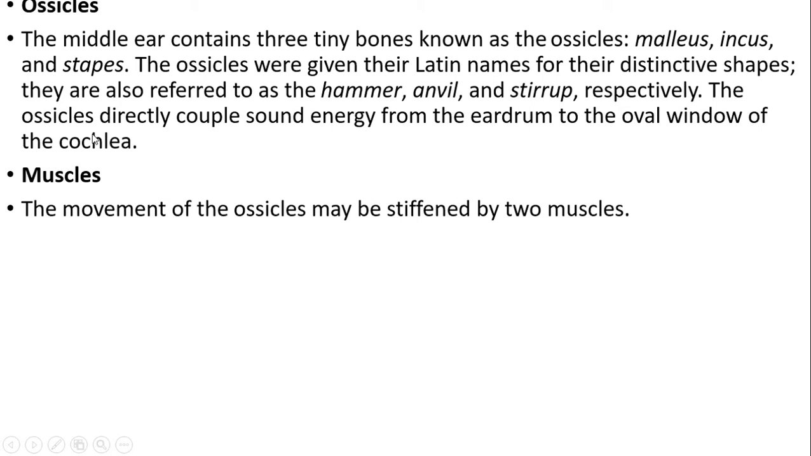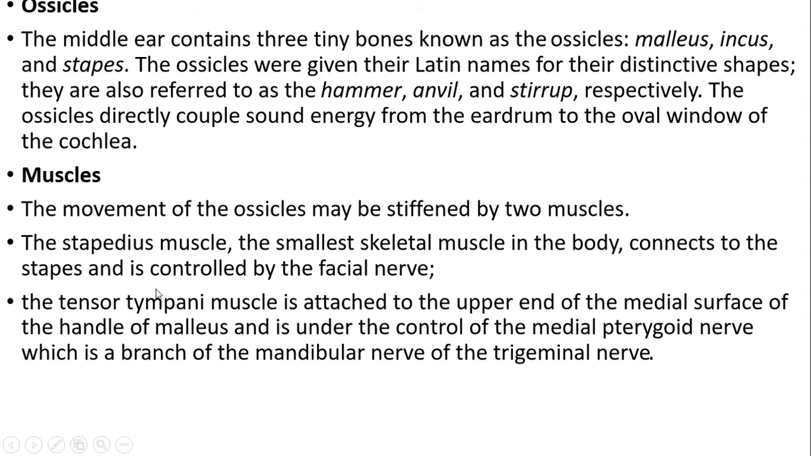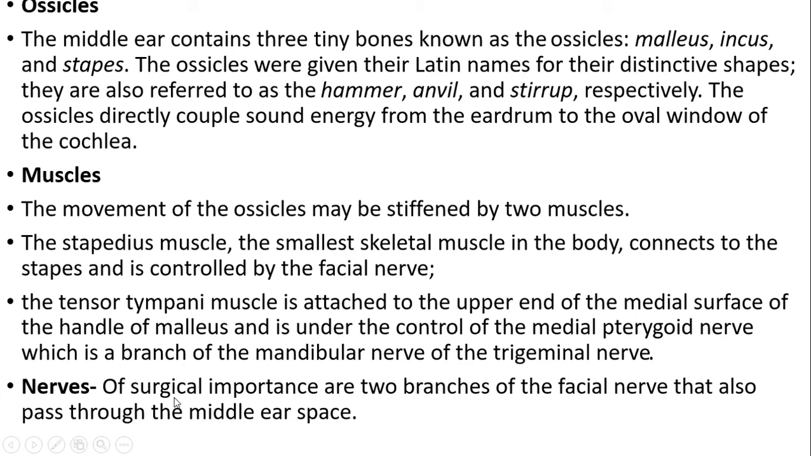Muscles. The movement of the ossicles may be stiffened by two muscles. They are the stapedius muscle, the smallest skeletal muscle in the body, which connects to the stapes and is controlled by facial nerve. Second is tensor tympani muscle, attached to the upper end of the medial surface of the handle of the malleus and is under control of a medial pterygoid nerve, which is the branch of mandibular nerve of trigeminal nerve. Nerves. Of surgical importance, two branches of facial nerve also pass through the middle ear space.